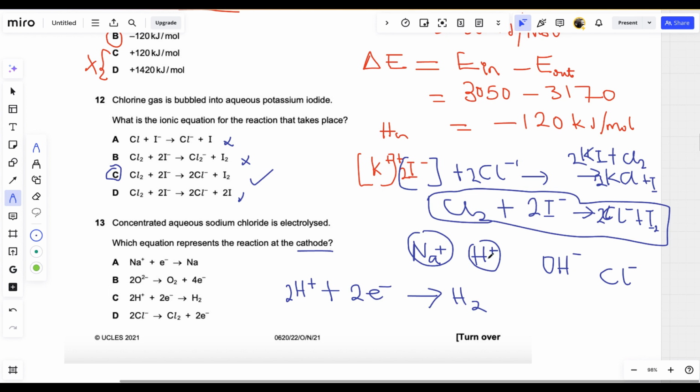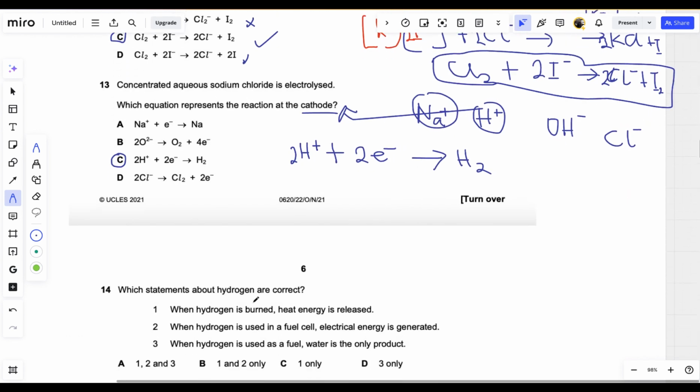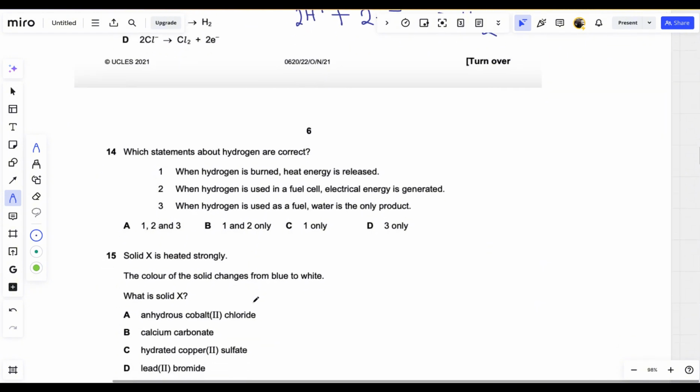So this hydrogen ion will be discharged at the cathode. We migrate to the negative electrode, which is the cathode, and accept 2 electrons to become hydrogen gas. So the correct answer is C. Let's go to question 14.